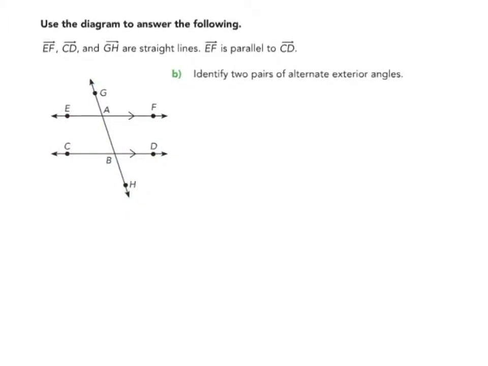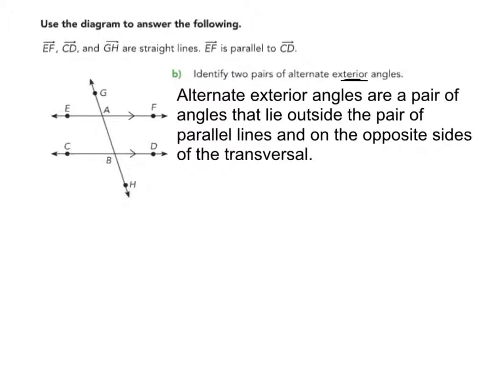Let's take a look at the second part of the question. So the next part of the question is identify two pairs of alternate exterior angles. When I see exterior, I know that I'm going to be looking on the outside. So let's take a look at the definition for alternate exterior angles. Alternate exterior angles are a pair of angles that lie outside of a pair of parallel lines. And again, I'm going to outline the parallel lines in red. And then these will also be on the opposite sides of the transversal, which again I will outline in blue.